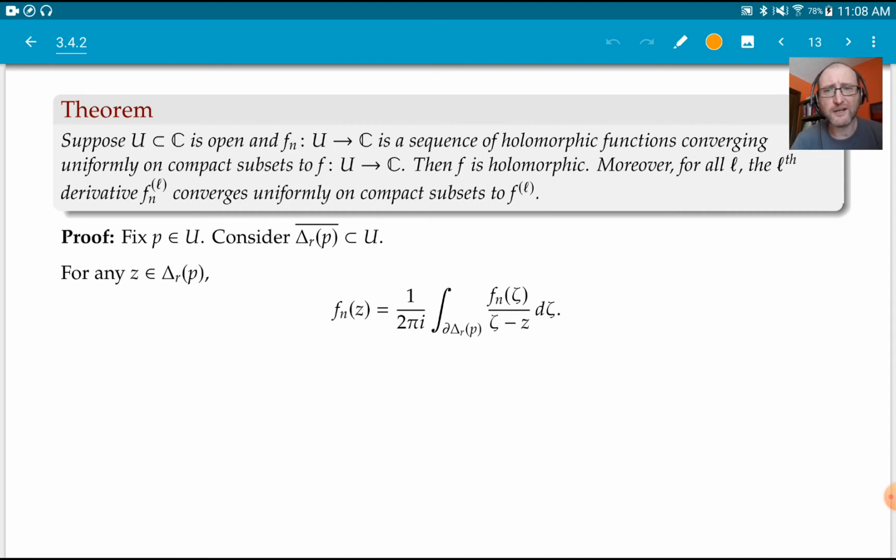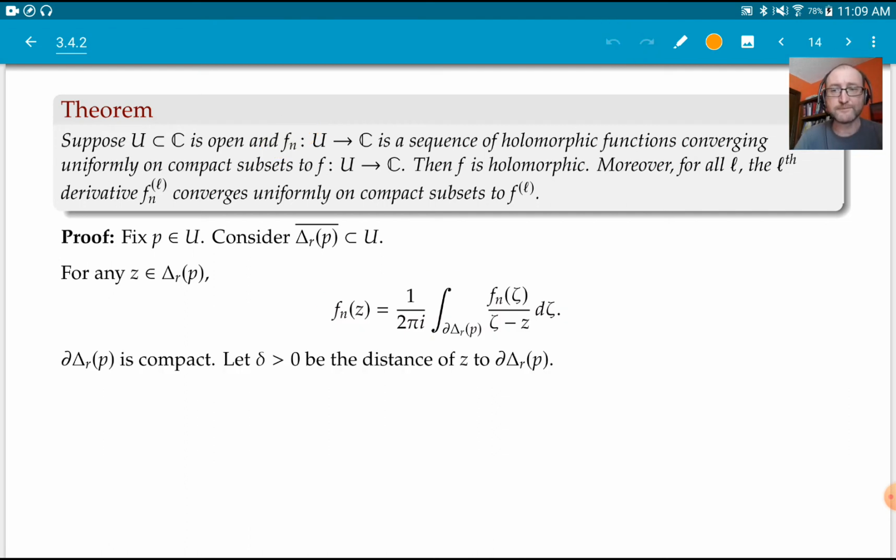Because the f_n's are holomorphic, we have Cauchy's formula. So we can write this, integrating over the boundary of this little disk. Now, we want to take the limit as n goes to infinity. We can take it easily on the left because that converges uniformly to f, so in particular pointwise to f. If we take the limit on the left, we're at f. And we want to take the limit over here.